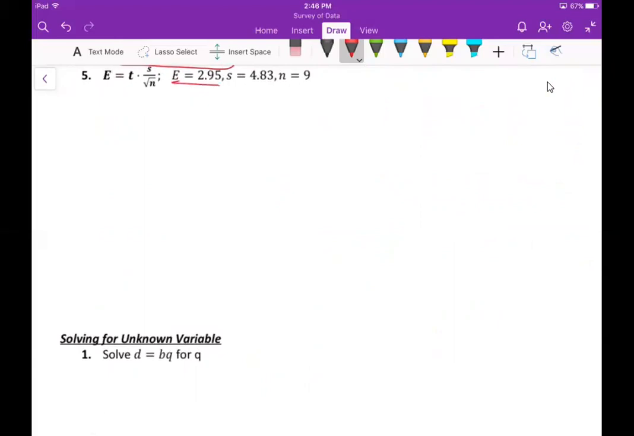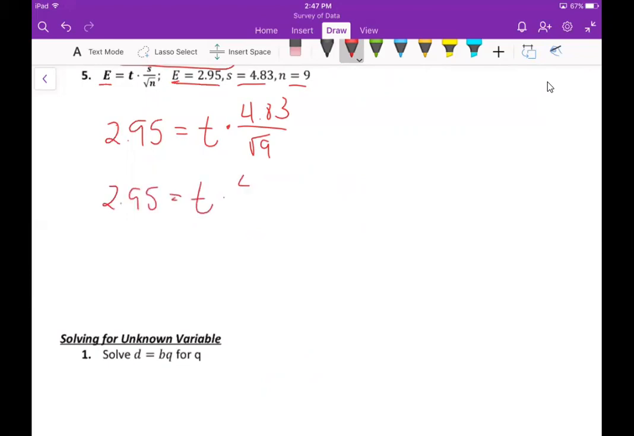You have E, which is 2.95. So 2.95 equals, T is the unknown. I don't see a T in my list on the right, so I leave that there. T is being multiplied by S, which is 4.83, over the square root of N, which is 9. That's what the formula looks like with each one of these knowns plugged in. Now your job is to simplify. We have 2.95. I need to simplify that square root first, equals T times 4.83 over 3 when I take the square root of 9.